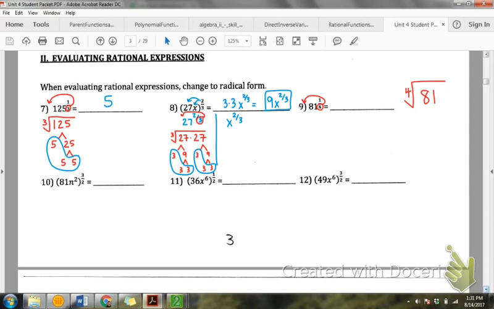4 things. Okay, so what makes 81? 9 and 9. And then what makes 9? 3 and 3. 3 and 3. And what are you noticing? 4 things. I have a group of 4 things, but I only have one group, so I only write it how many times? 1 time. So 81 raised to the 1/4 power is just 3.